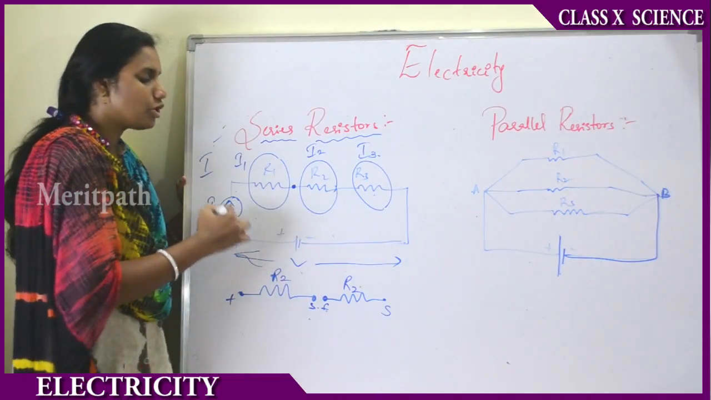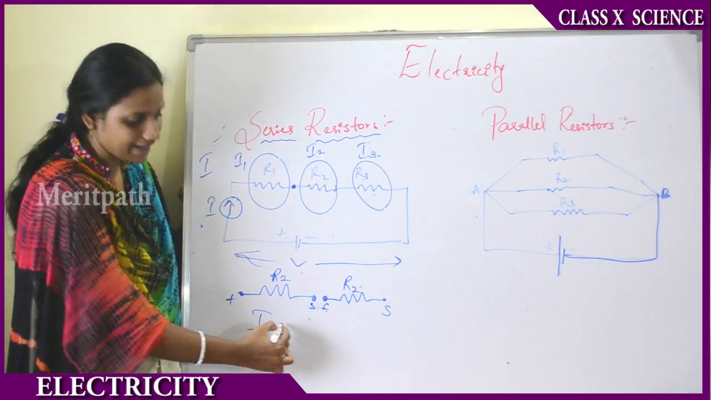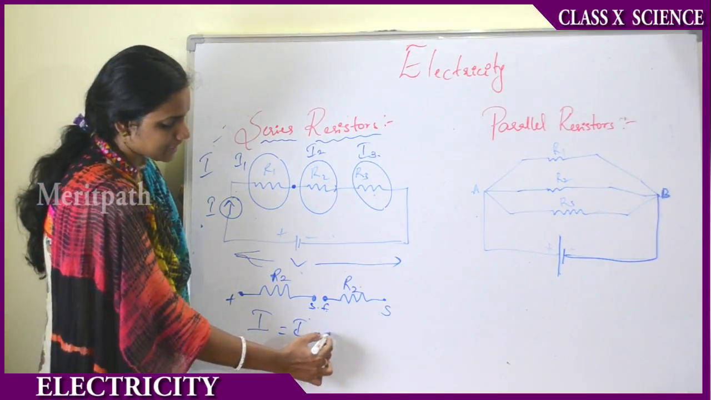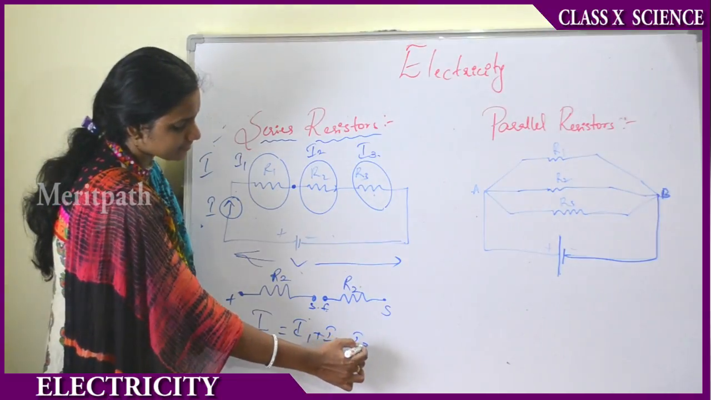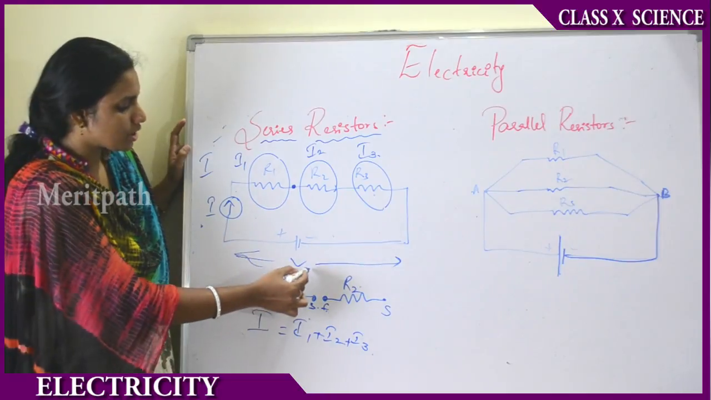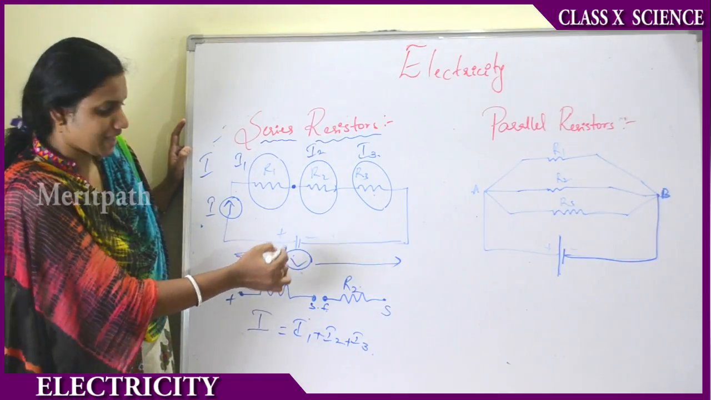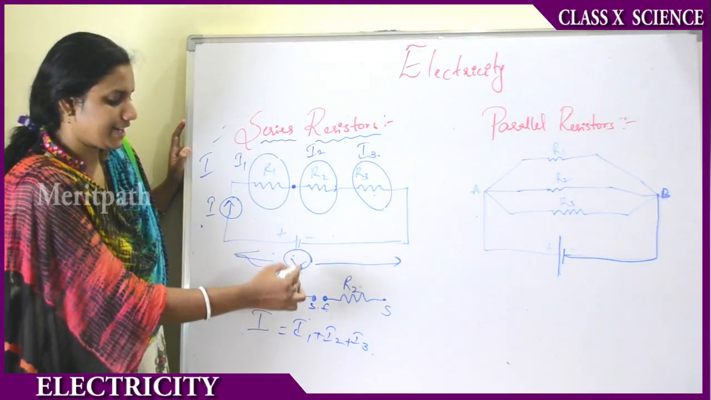Now the total current passing through the circuit is I equals I1 plus I2 plus I3. Now you can see the total voltage given to the electrical circuit with the help of a battery is V, that is Vt.